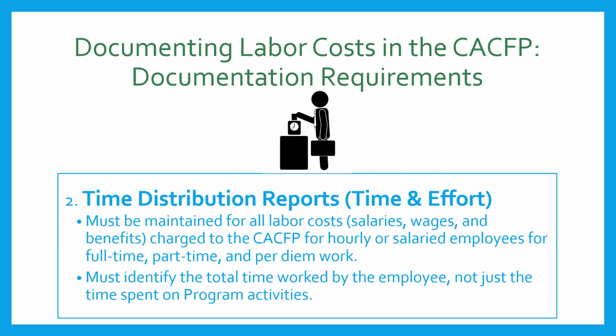In addition to payroll records, separate time and effort reports must be maintained for all labor costs charged to the CACFP for hourly or salaried employees for full-time, part-time, and per diem work. These reports must identify the total number of hours worked by the employee, not just the time worked performing CACFP duties. For example, if a part-time employee works 5 hours a week performing CACFP duties and works a total of 20 hours per week, the report must reflect both of those totals.